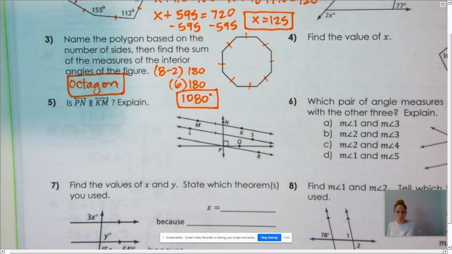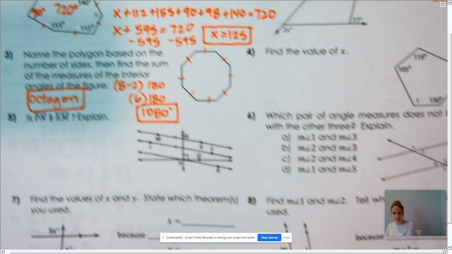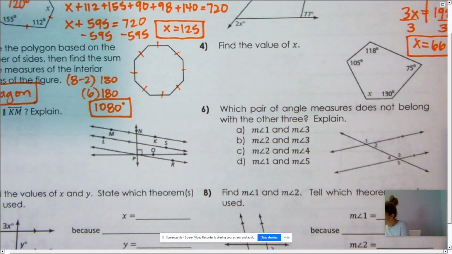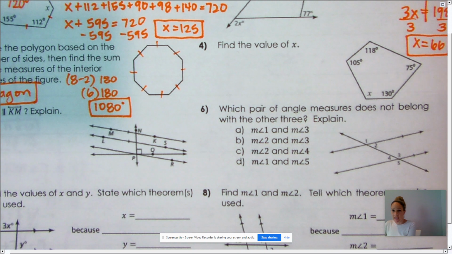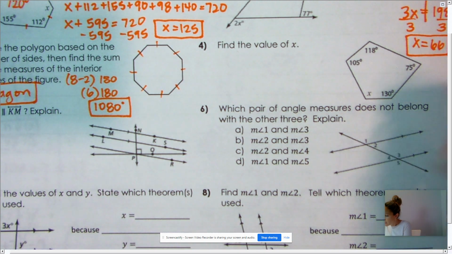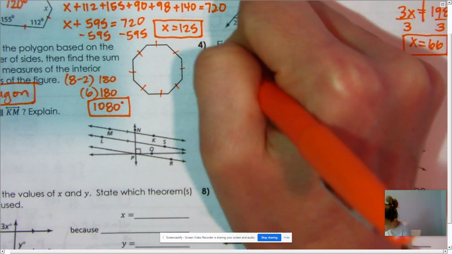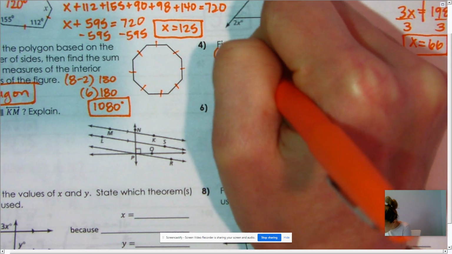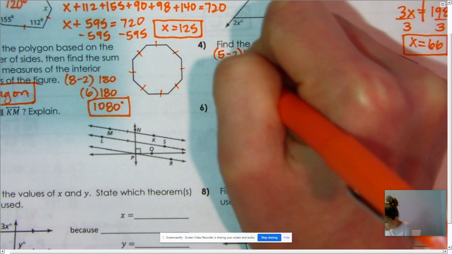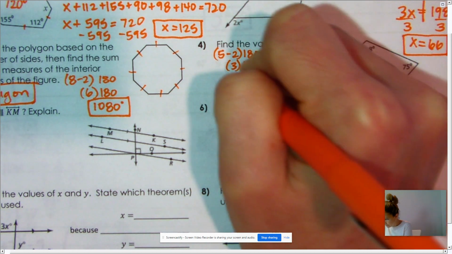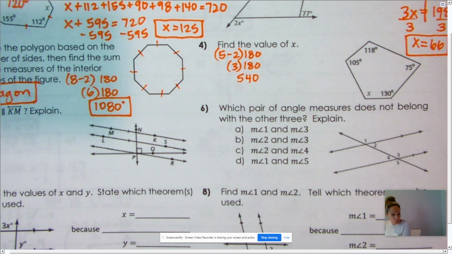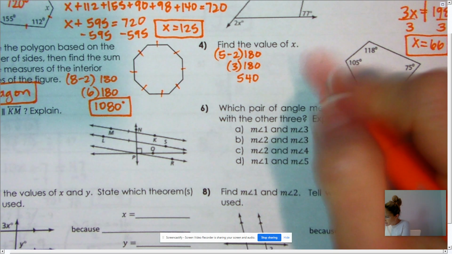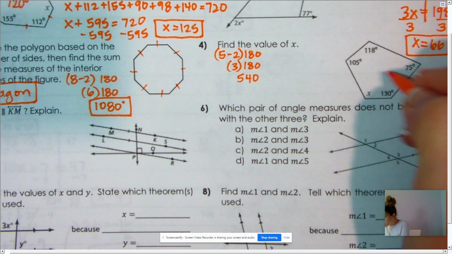Okay, question number 4 says find the value of x. Well, this one has 1, 2, 3, 4, 5 sides, 5 angles. And we know that that is a pentagon. And a pentagon has 5 take away 2 times 180 degrees. So 3 times 180 is 540.